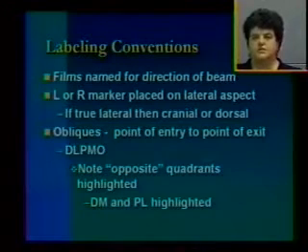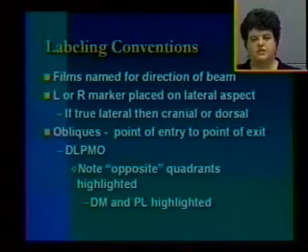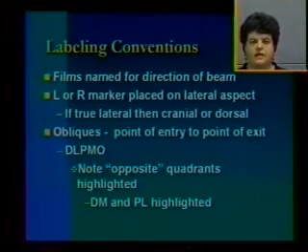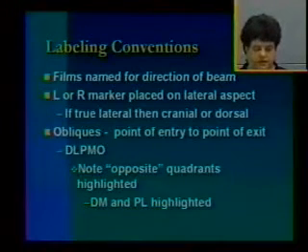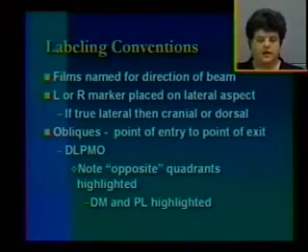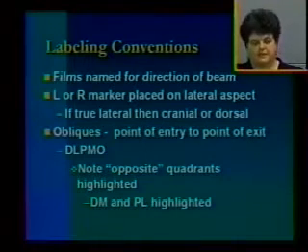Labeling conventions: this is just going to help you tell, if you can't tell by the anatomy, which is lateral and which is medial. Just to remind you that films are named for the direction of the beam, so a ventral dorsal projection of the thorax, the beam is going from the ventral aspect of the animal to the dorsal aspect of the animal. The left and right markers are placed on the lateral aspect of the limb. If it's a true lateral, then the markers are placed cranial or dorsal. On obliques, the same thing is true. It's named from point of entry to point of exit.